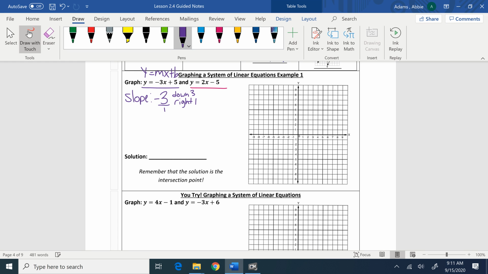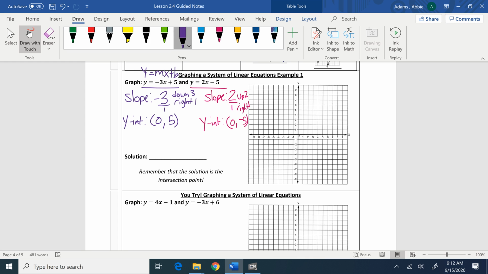Remember, you could write that as a fraction as well. And then the y-intercept is our b value. That's at positive 5, so I'm going to write that as (0, 5). Looking at the second line, it says y equals 2x minus 5. So I know I'm going to have a slope of 2, and that could be written as 2 over 1, which means I'm going to go up 2 and to the right 1. And then my y-intercept is negative, so it's at the point (0, negative 5).